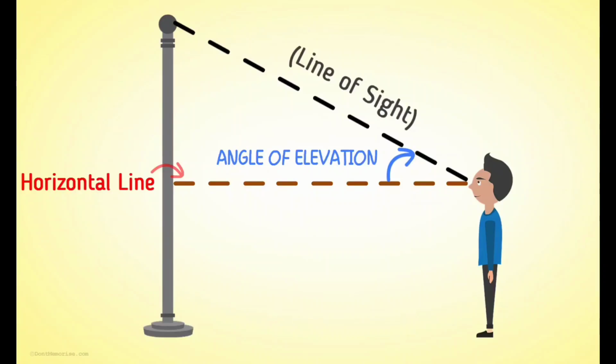This angle is called angle of elevation. So the angle between line of sight and horizontal line is called angle of elevation.